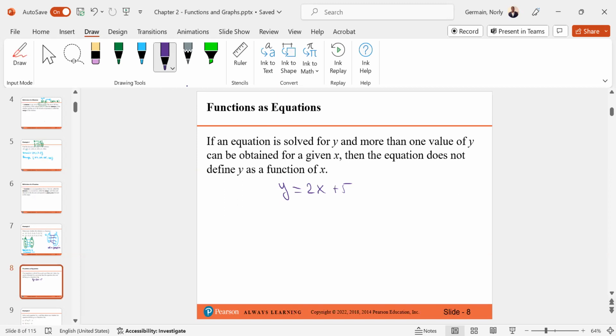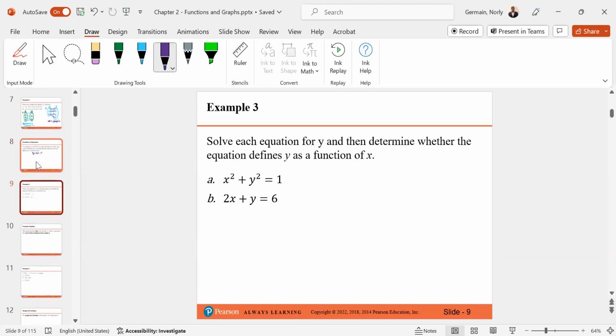So we have seen that not every set of ordered pairs defines a function, right? Similarly, not all equations with the variables x and y define a function. So if an equation is solved for y, and more than one value of y can be obtained for a given x, then the equation does not define y as a function. So that's why we wanted to go with those examples, but we're going to expand this into an example. So let's do this instead.